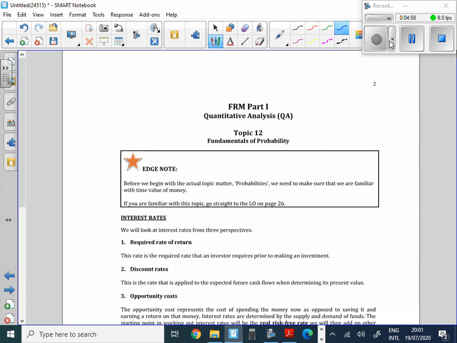And why we've done that is because if you look at our edge note over here, the first, I don't know how many pages, all the way up to page 26, where we actually start topic 12, fundamentals of probability, okay, is really just calculator work and time value of money. So the entire next 26 pages, and don't turn off the recording now, because don't worry, I won't be doing it with you. Okay, it's not specifically examined anywhere, by the way.